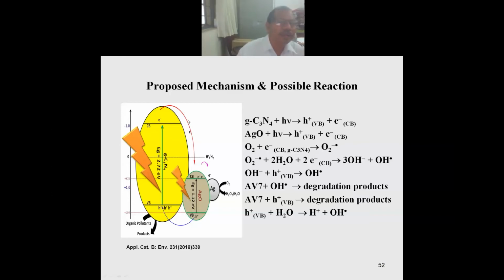There is a transfer of electron on the absorption of visible light, and this electron is again transferred to the Ag, and hence there is an enhancement of lifetime. We propose the various reactions, how the degradation can be performed.